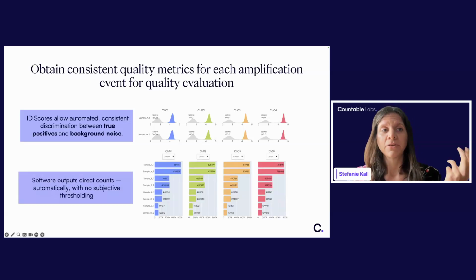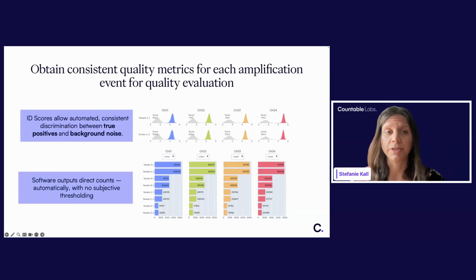And then again, the software outputs direct counts. This is an exact result from an experiment. You can see we went from about 800,000 target counts down to about 100,000, all in the same experiment. And it just tells you exactly what number is there. So no subjectivity here. It's just exact counts.